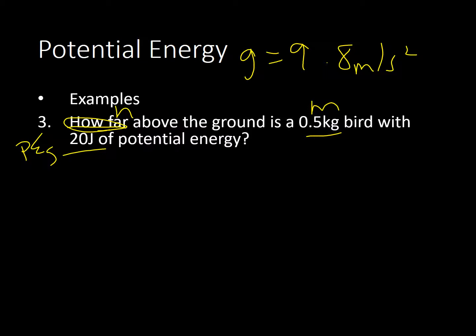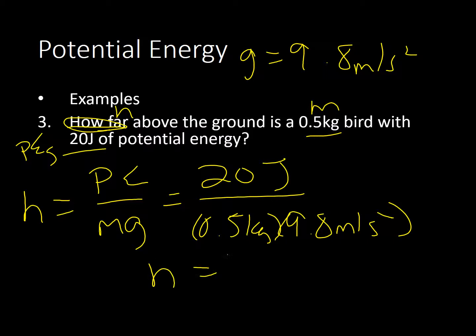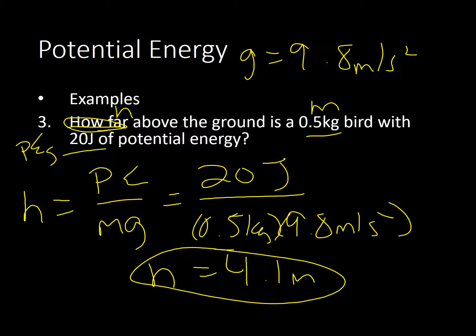When we look at our triangle, we have h equals PE over mg. Remember that mg is also another way of solving for weight, so you could substitute in the weight there if that had been given to you instead. So that's going to be 20 joules over 0.5 kilograms times 9.8 meters per second squared. When we plug that into the calculator, we get a height of 4.1 meters. So this bird is 4.1 meters above the ground.